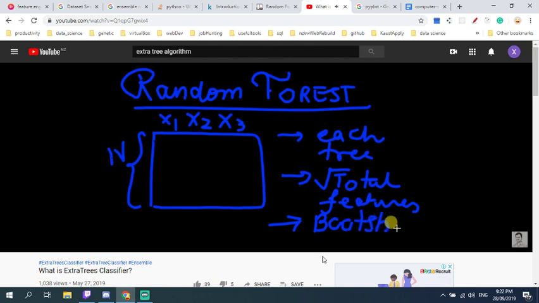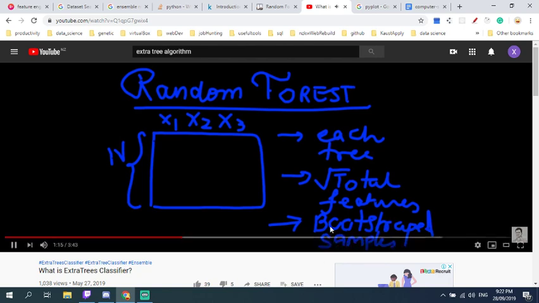Additionally, we'll be making use of bootstrap samples or samples with replacement. That is where we have the out of the bag error score that we can use later on for validation.